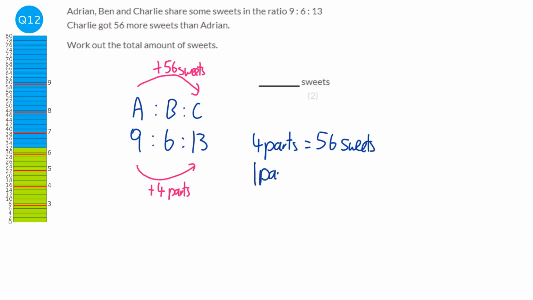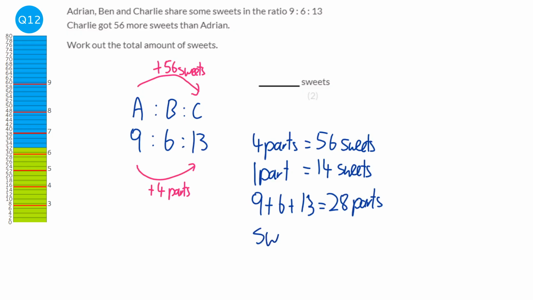So 1 part would be 56 divided by 4, which is 14 sweets. So all we need to do now is work out how many parts there are. Well, there are 9 plus 6 plus 13 parts, which is 28. And each part is worth 14 sweets. So the total number of sweets will be 28 times 14, which is 392.